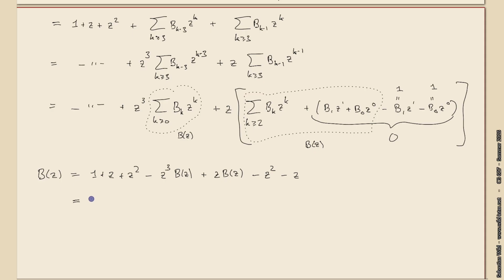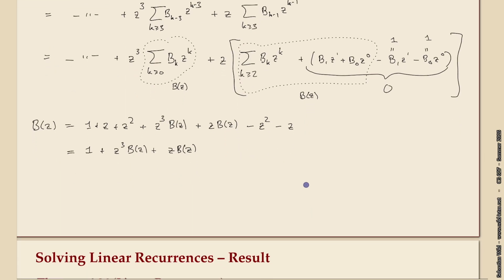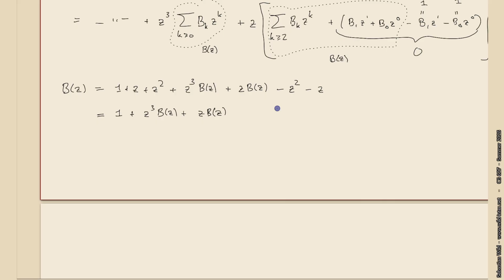So we have 1. That's a plus. Where did the minus come from? Oops. Okay. Now that's a lovely equation that I can solve for b of z. And we can try to bring all the b of z terms to one side. So it's b of z times 1, then minus z cubed and minus z. And what's left on the other side is a 1.